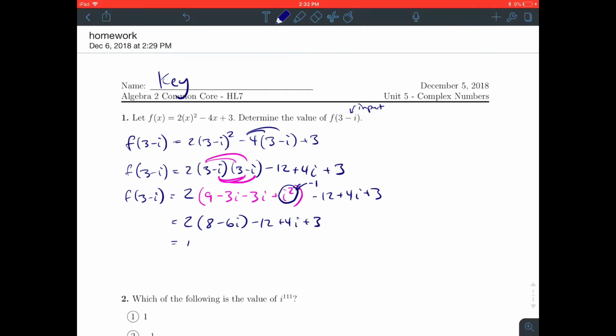So we get 16 minus 12i, minus 12 plus 3, that's negative 9 plus 4i. That gives us 16 minus 9 is 7. Negative 12i plus 4i is negative 8i.